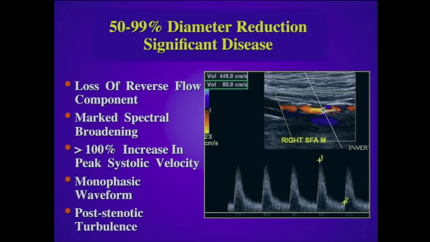We describe this waveform shape as monophasic, as we no longer have reversal of flow, and flow is only in one direction across the stenosis. And as we continue to move the sample volume through the stenosis into the poststenotic area, we should identify poststenotic turbulence. And this is an important sign of a hemodynamically significant lesion.